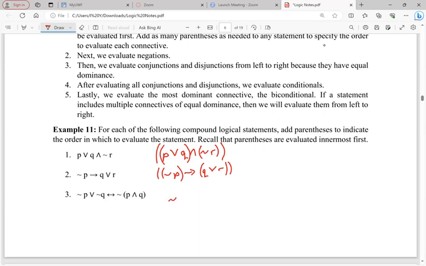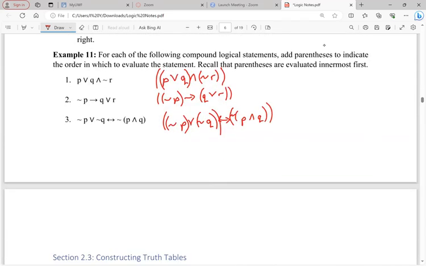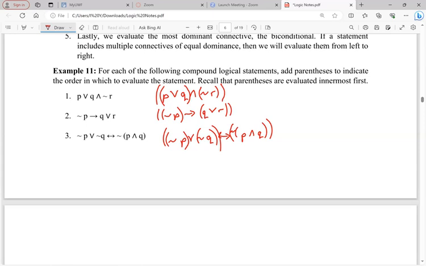This one's really messy. Let's see. Not P or not Q if and only if, and there's already a parentheses here. Oh, that's a not. So we're going to do these nots first. Then we're going to do this one. And that is it. And that finishes up section 2.2.